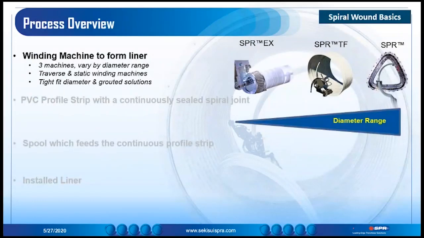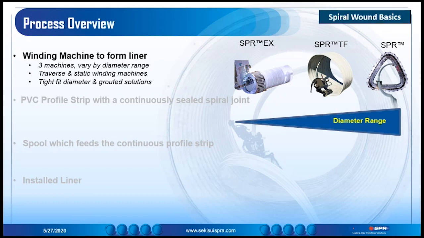Spiral wound liners are capable of rehabilitating gravity sanitary sewer, storm drain, and culvert pipelines. Mechanical installation equipment placed inside of the host pipe winds the manufactured PVC profile to form a liner. Each liner is designed to form a fully structural solution, and SPR offers 3 different products to cover a range of round and non-round pipelines with varying diameters, which we will discuss in further detail later in the presentation.